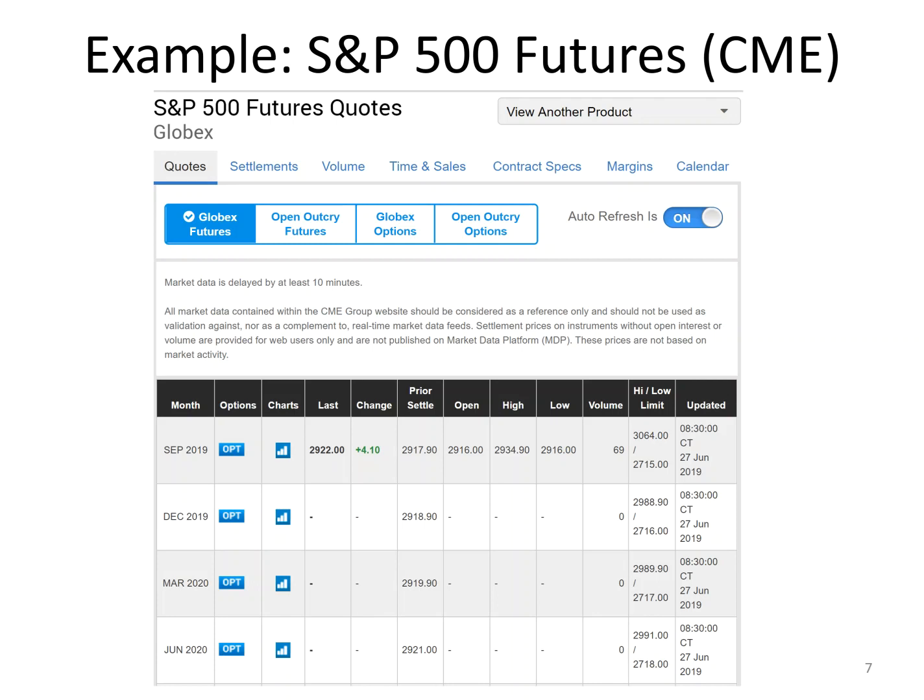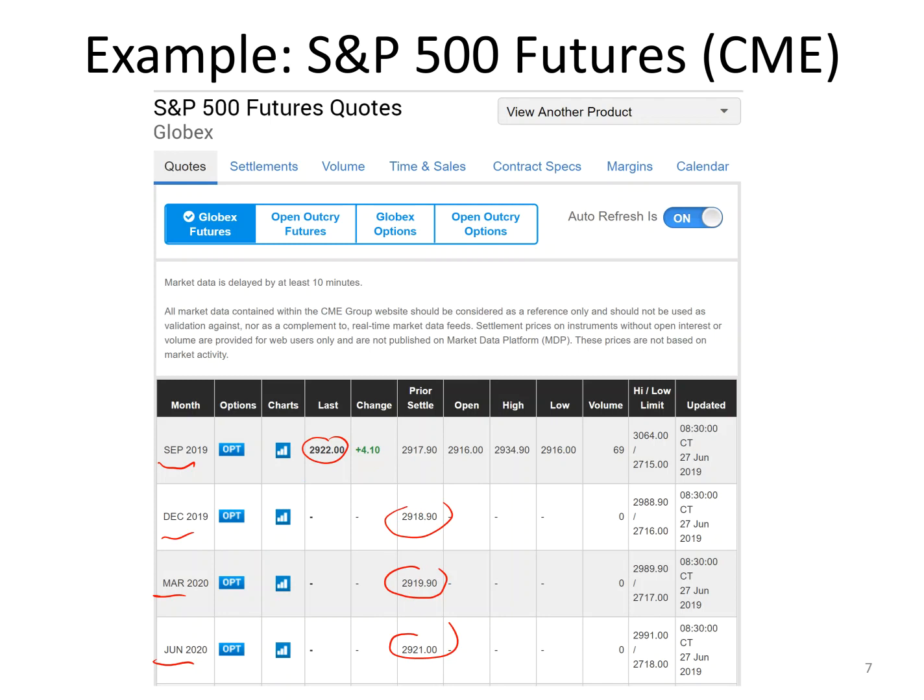So let's look at an S&P 500 futures contract on the Chicago Mercantile Exchange. Here's a quote I brought up from the CME website for the S&P 500 futures. And you can see for a September delivery, December delivery, March delivery, and June 2020 delivery, the quoted prices or prior prices are $29.22, and for the December, March, and June contracts, $29.18, $29.19, $29.21.